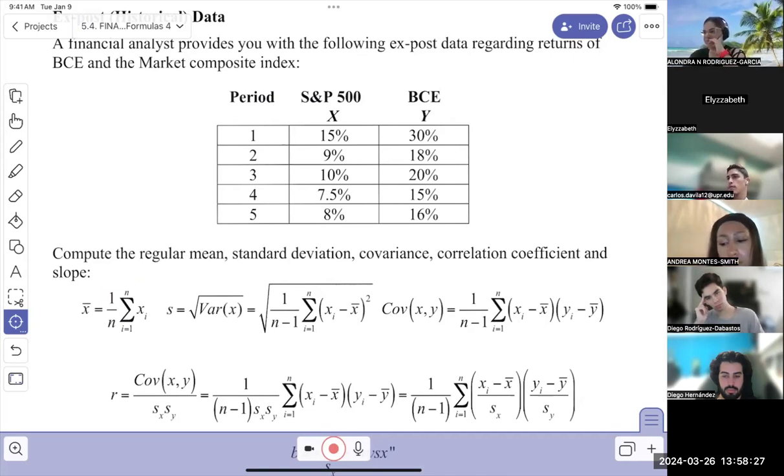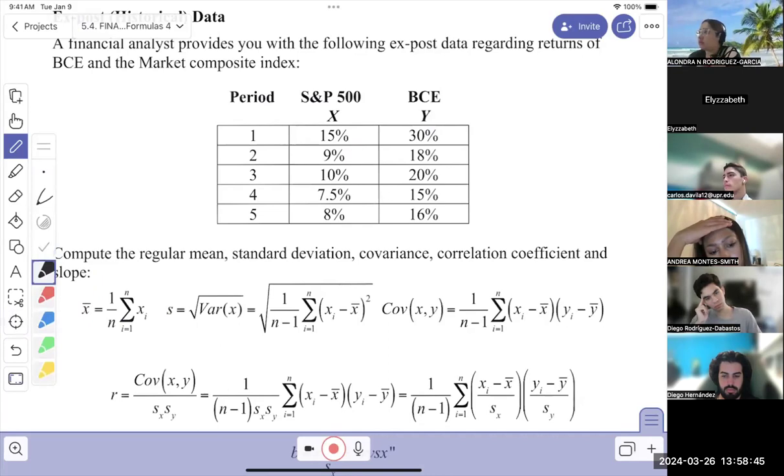A statistic is a number computed from a sample. Here's a sample of data, in this case, 2 variables. We want to relate them. We begin with calculating the average.